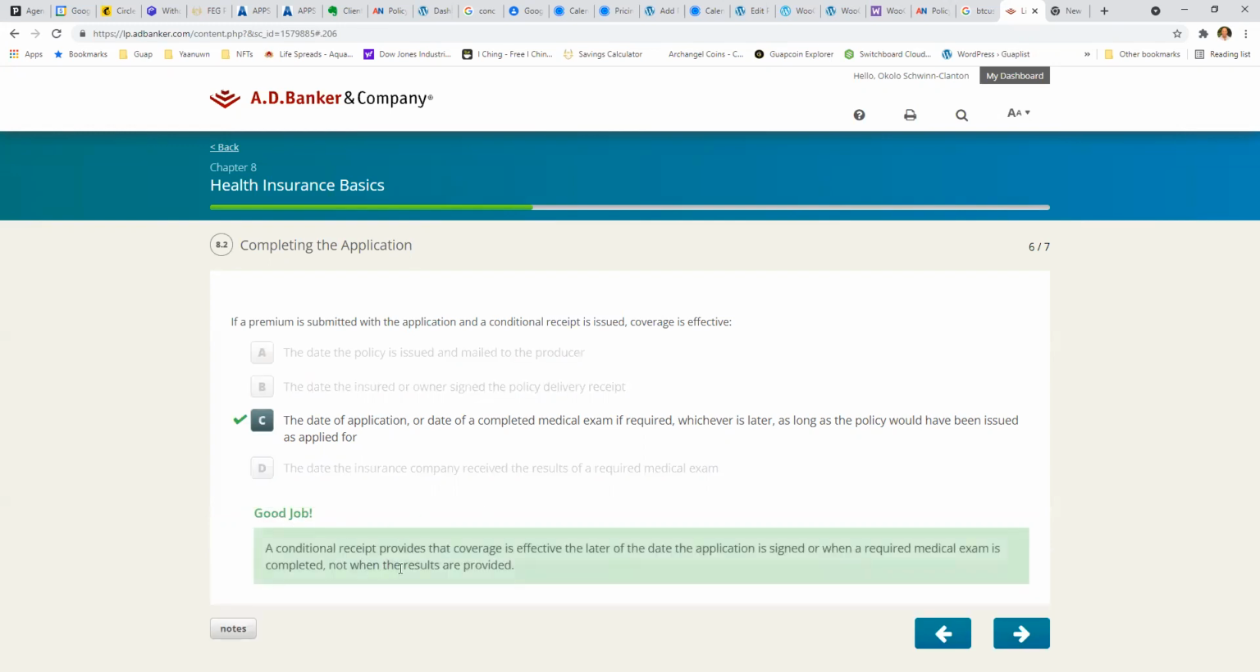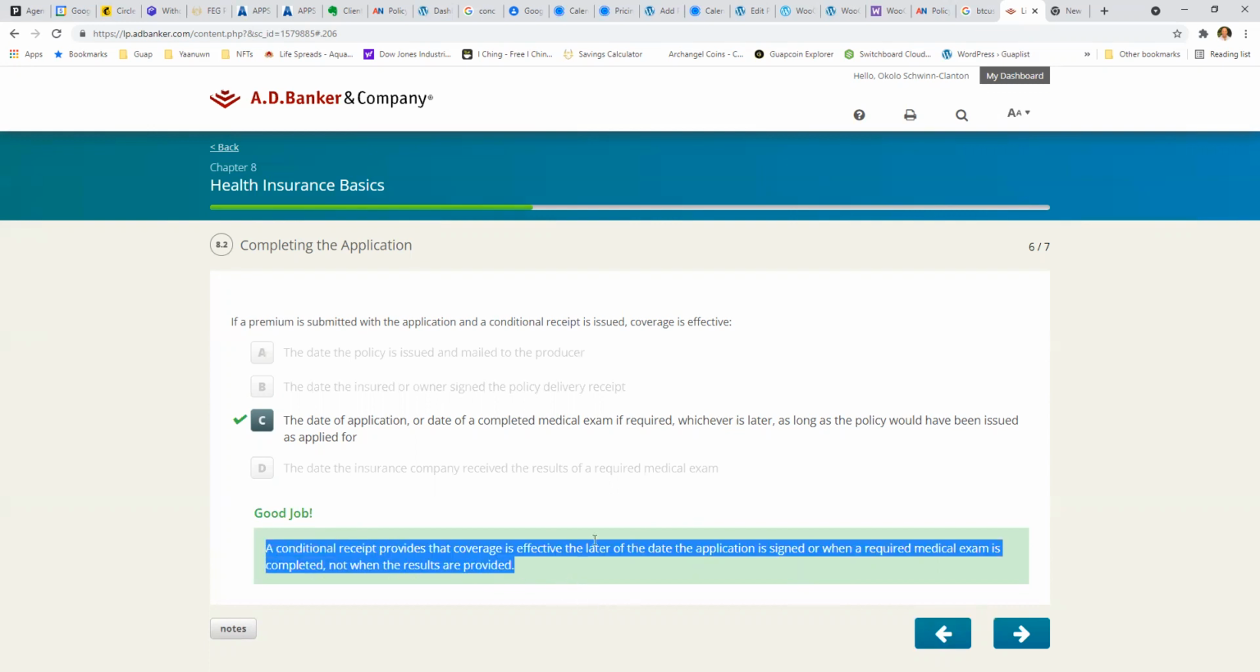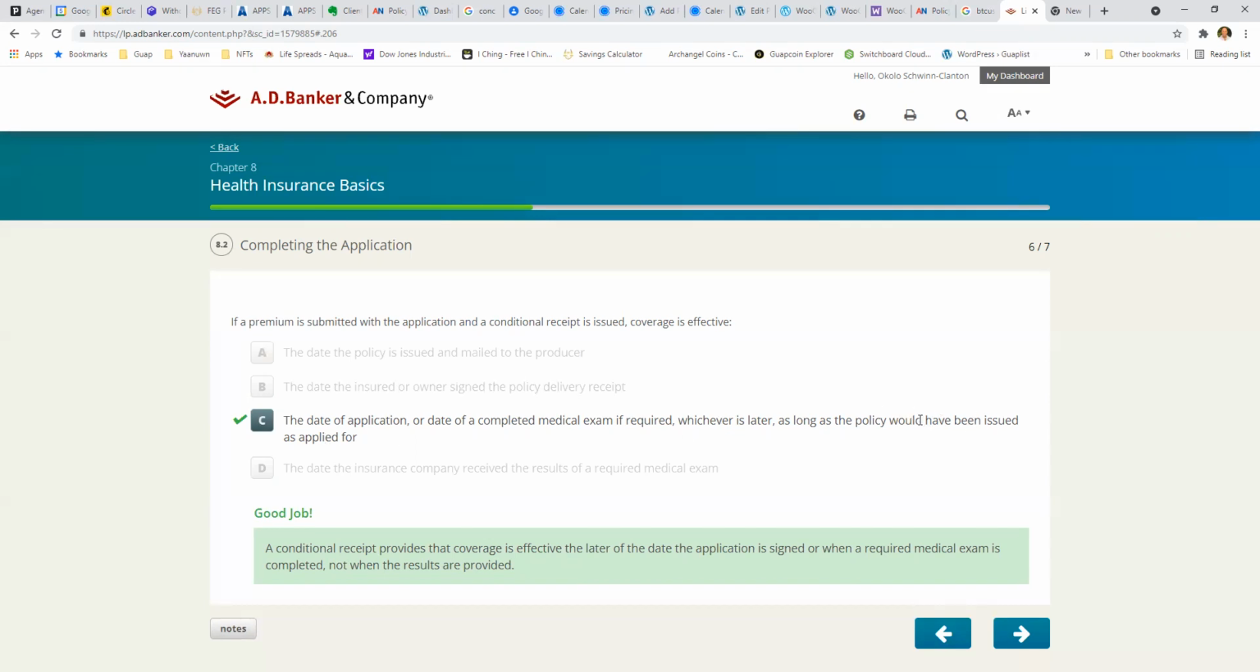Okay. A conditional receipt provides that coverage is effective the latter of the date the application is signed or when a required medical exam is completed, not when the results are provided. Okay, so when they say later, what they mean is newer. So that means that if you sign the conditional receipt, but then you don't ever go get the medical exam because you know you have cancer and then you die, they're not going to pay. But if you did the medical exam and they would have approved you, they find out you don't have cancer, then they will pay it. So that does make sense.